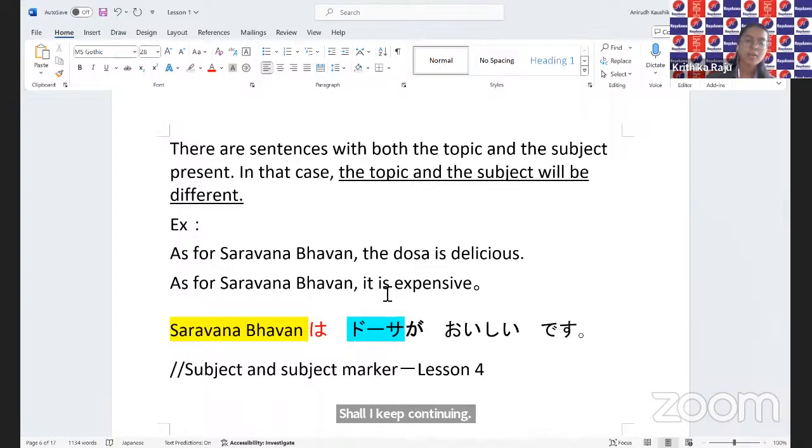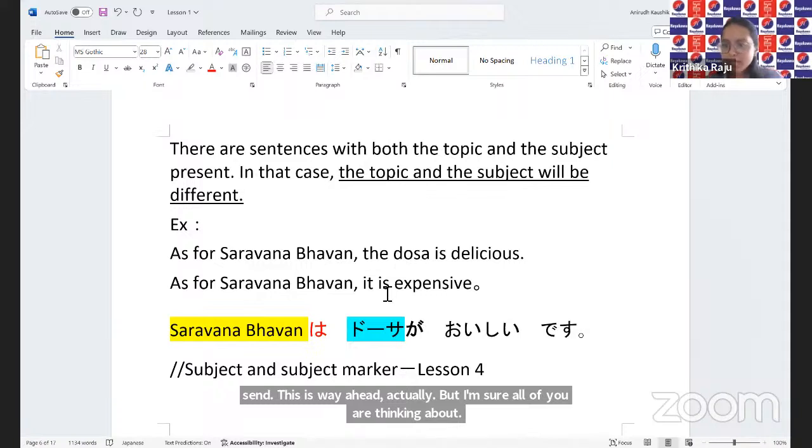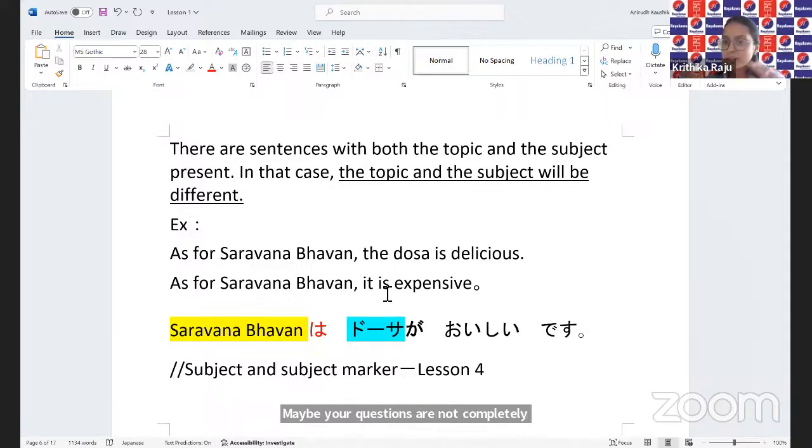Okay. So now I thought I'll just give you an example of a sentence. This is way ahead actually, but I'm sure all of you are thinking about maybe your questions are not completely resolved. What if there's a subject in a sentence? What if the topic and the subject is different? If the topic and the subject in the sentence is same, then you don't see the subject in your sentence. But if the topic and the subject are different, then you will see the topic and the subject in your sentence. So an example of that will be, it's an example I always use.